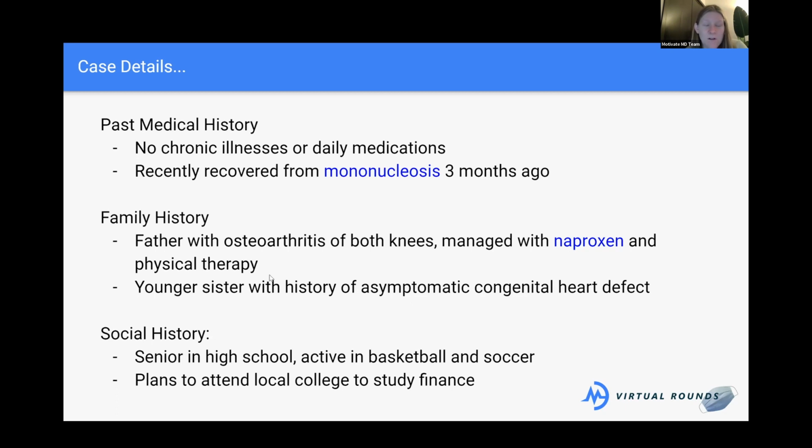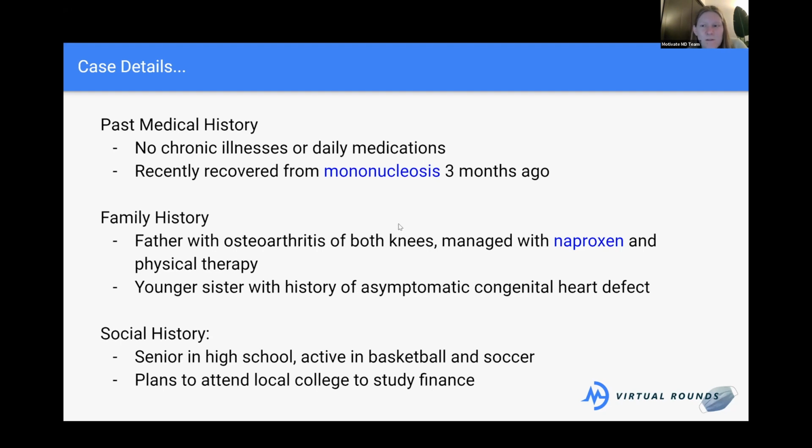And then for his social history, he is a senior in high school and active in both basketball and soccer. And he is planning to attend a local college to study finance next year. So always good to know a little bit of personal information about your patients.